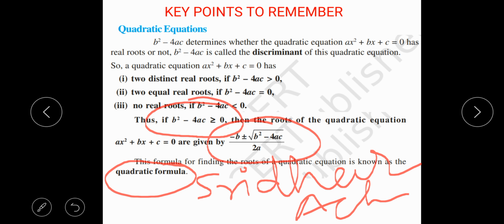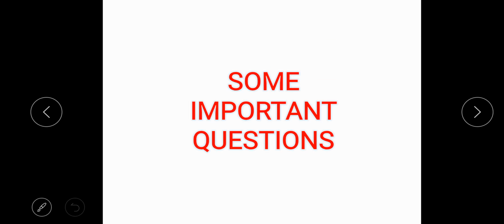And why do we call it the quadratic formula? Because the Sridhar Acharya formula is mainly used to find the solution of a quadratic equation. Therefore, we generally term it the quadratic formula. Now let's discuss some important questions.